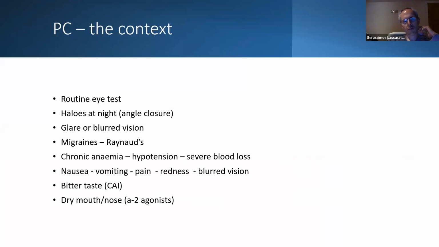So let's start with the presenting complaint. It may just be a routine eye test. The patient may not have any symptoms, and you may find something in the optic disc that makes you think that the patient has, let's say, glaucoma. Or the patient may have halos. I've put here some symptoms suggestive of intermittent angle closure, especially at night. When the pupil dilates, they can get intermittent angle closure and experience halos. I've put here glare or blurred vision.